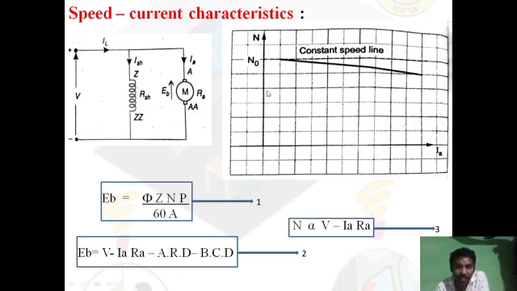So here let us observe the graph of speed current characteristics. The speed is represented by RPM. In the speed current graph, the speed is represented on the y-axis and the armature current on the x-axis. The graph between these two is the speed current characteristics. N naught, as already known, represents the speed at no load.